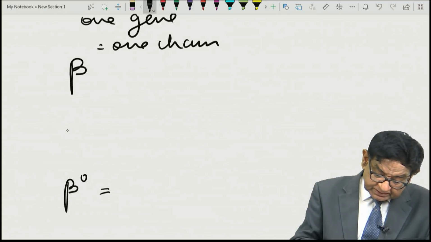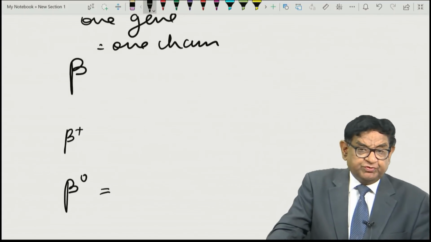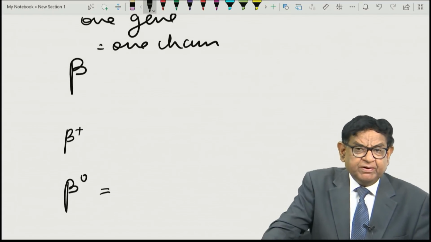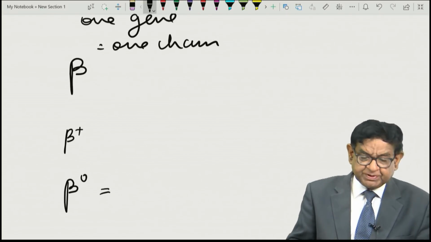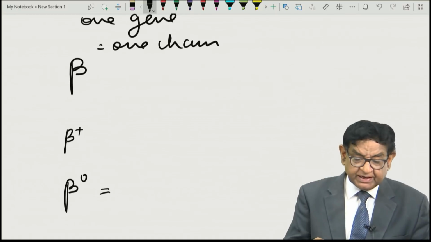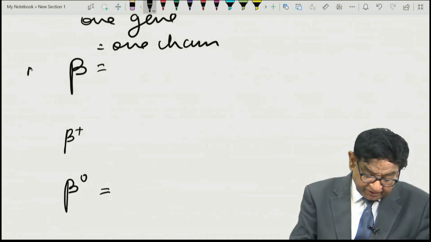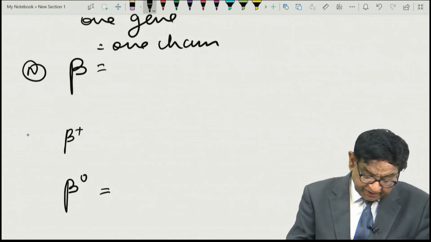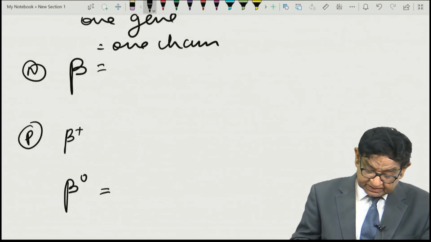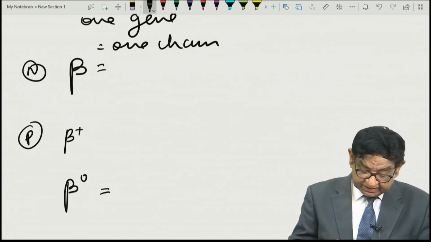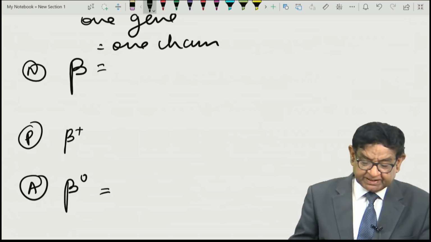But maybe partial synthesis of beta chain occurs. So we call it B+. But what I want you to note is that this B+ is in relation to B0, not in relation to B, which is normal. N for normal. Here it is P for partial. The chain is made partially, and beta 0 means there is complete absence of the beta chain. I write A for absence.